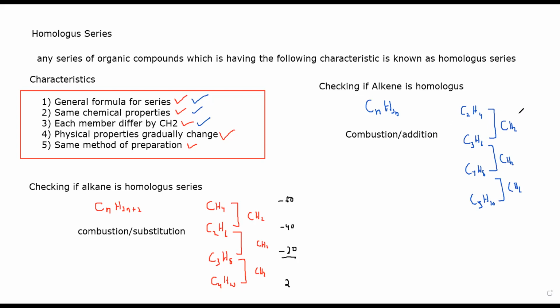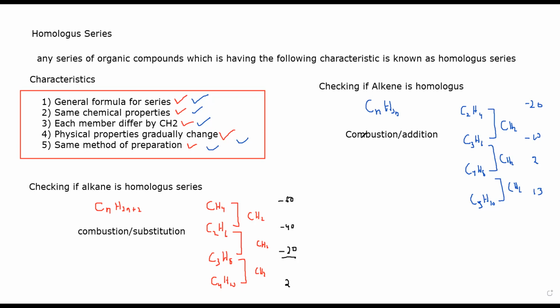Physical properties gradually change. For example, if this was minus 20, this is minus 10, then the other one might be 2, then the other one might be 13. So a similar physical trend is there. Same method of preparation: alkenes can be prepared by cracking of hydrocarbons. So all of these alkenes can be made by cracking. So all five ticks, it means alkene is also a homologous series.